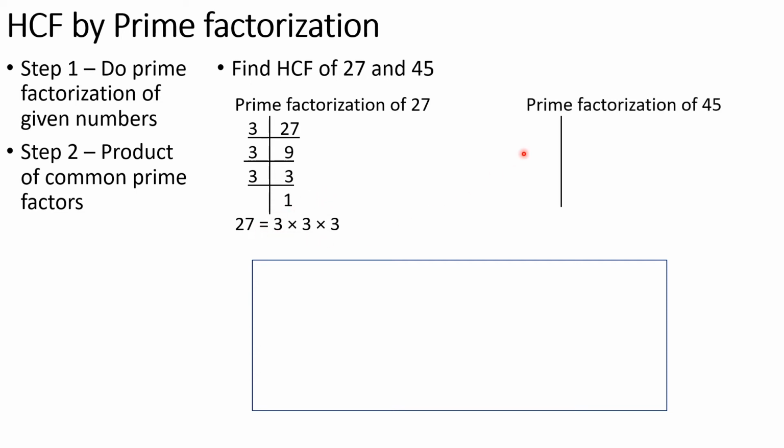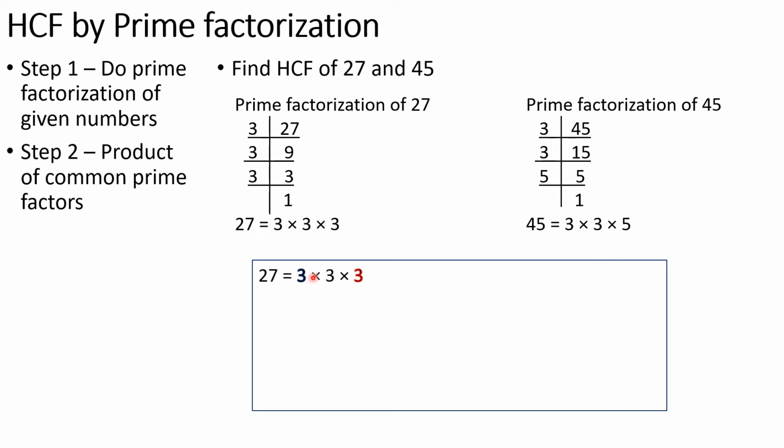Now prime factorization of 45. Here 45 is divisible by 3, so we start with 3 and it is 15. Now 15 is again divisible by 3, so here 3 fives are 15 and 5 ones are 5. So the prime factorization of 45 equals 3 into 3 into 5.